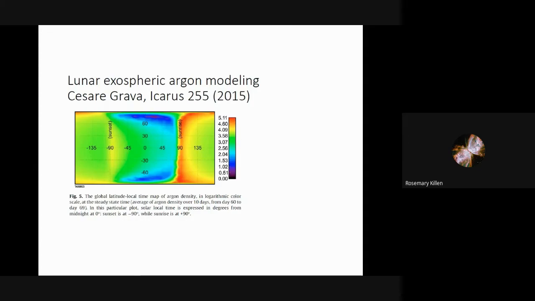Okay, so Cesare Grava did a lot of modeling on the argon, and you can see right at sunrise here, which is 90 degrees in this longitude, you get a surge of argon, and then it hops around the surface and it condenses at night. So next slide.